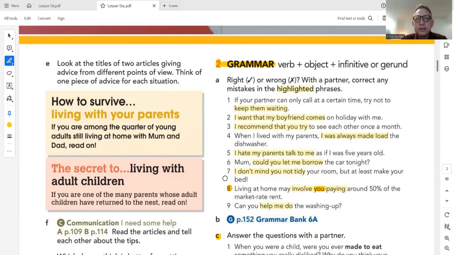Now, before we get to the grammar part, I just want to mention one thing that's really interesting. And this is sort of a difference between accepted practice today and old school English back in the day. And the type of English I spoke actually when I was in Oxford. Living at home may involve you paying. Now, today that is acceptable English.